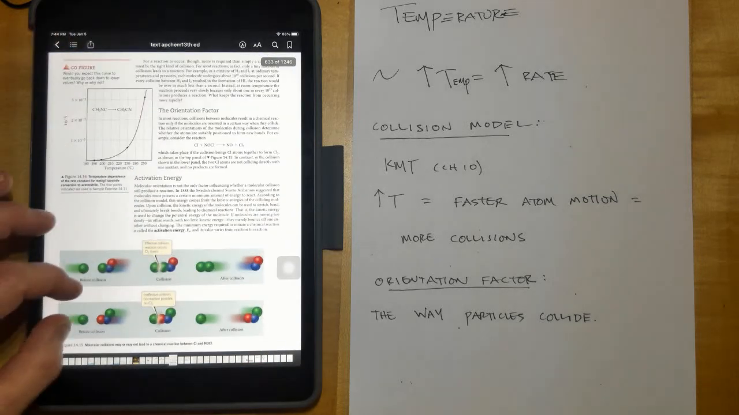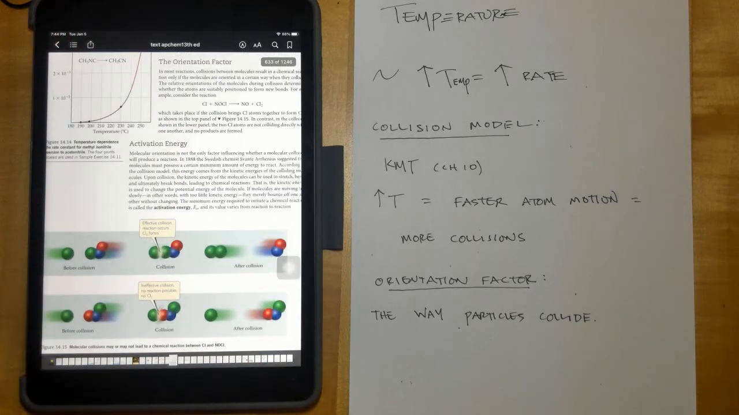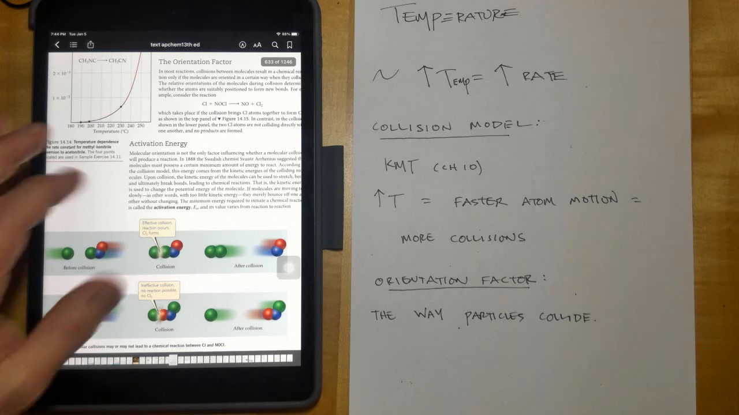There's even a little diagram right here where they show this is the correct or the incorrect orientation, where these molecules might bounce together and then nothing happens, or this reaction happens, and then down here they bounce together, and this reaction they just stay the same because they didn't have the correct orientation to react.